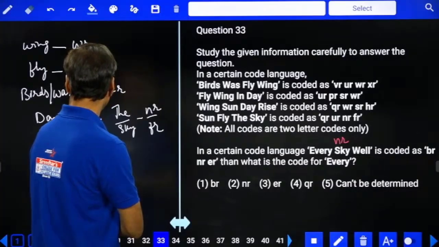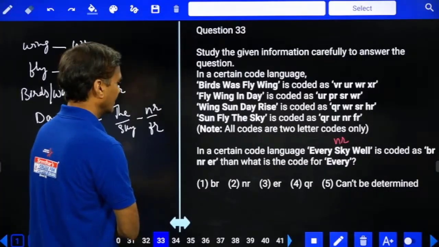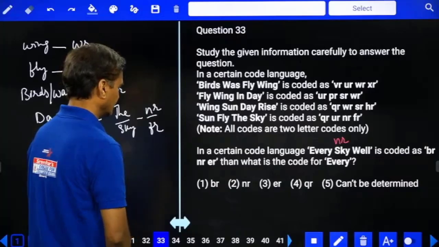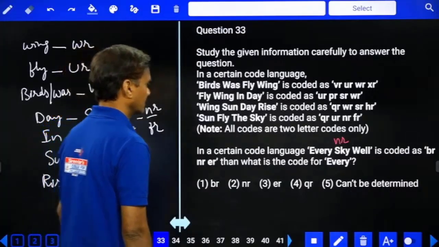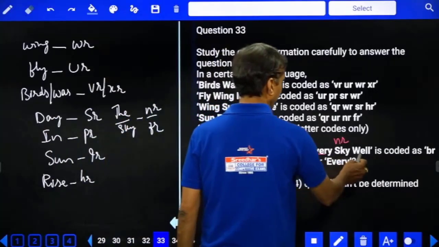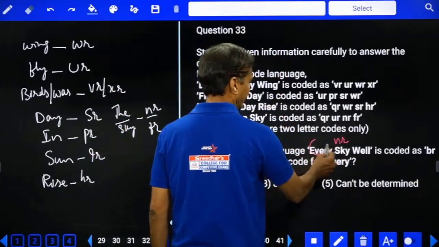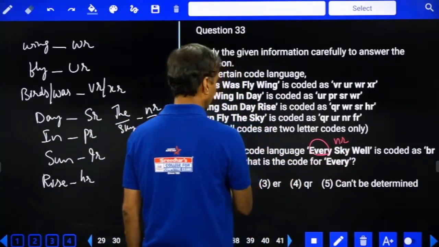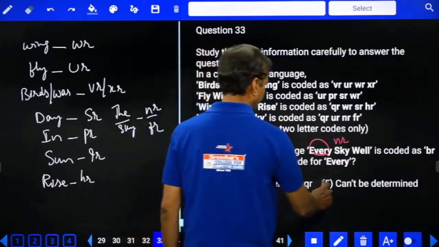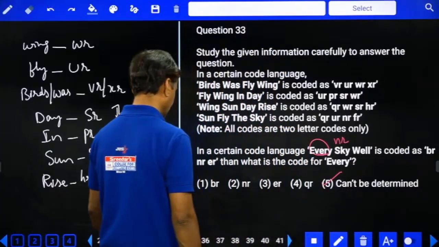Now do you have this word well here? Well is not there anywhere. Hence what is your answer? It also cannot be determined. Clear? Because the words for every and well cannot be determined. Every can be either BR or ER, so it cannot be determined. Choice 5, question number 33.